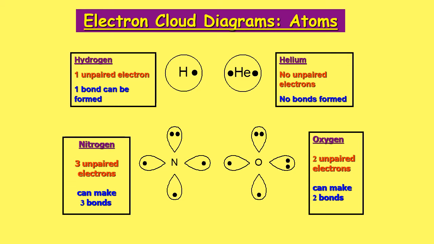And that means that oxygen can make 2 bonds. So using these electron cloud diagrams, anywhere there is an electron on its own inside one of the lobes, that atom can form a bond. And whenever atoms bond, what you do is you overlap the 2 lobes that each have 1 electron inside it. It might sound a bit difficult, but when you start to see the diagrams, it becomes a bit more clear.